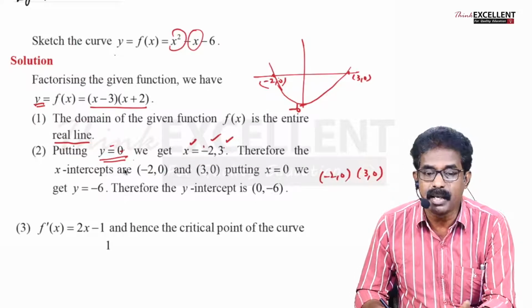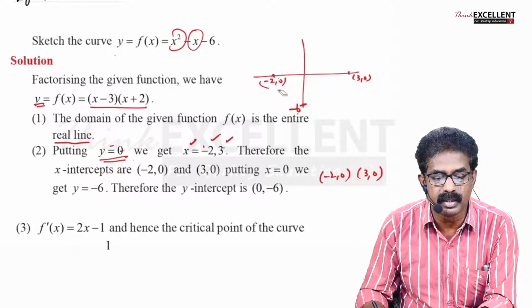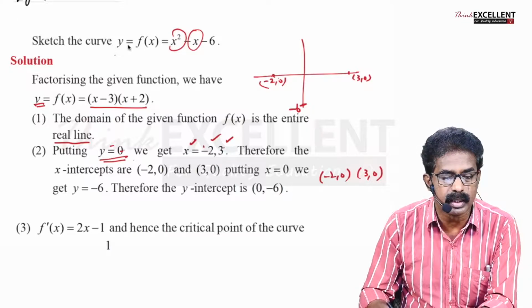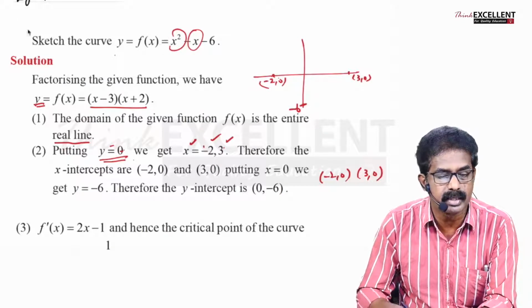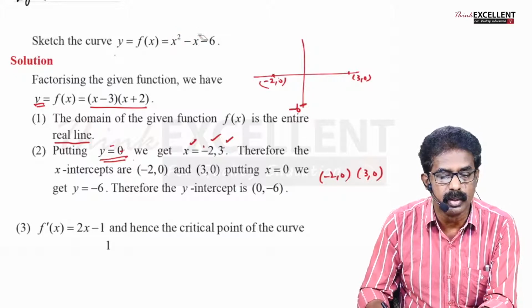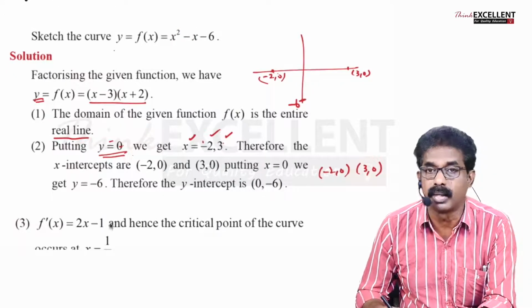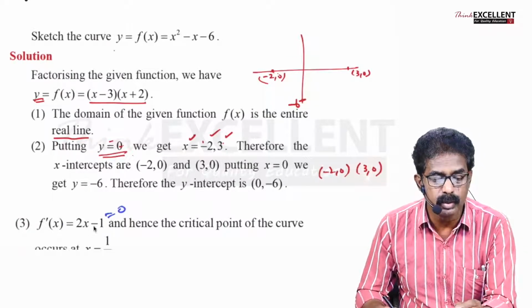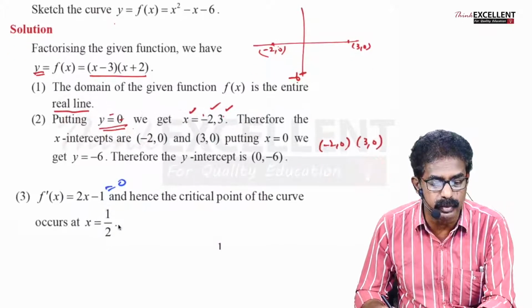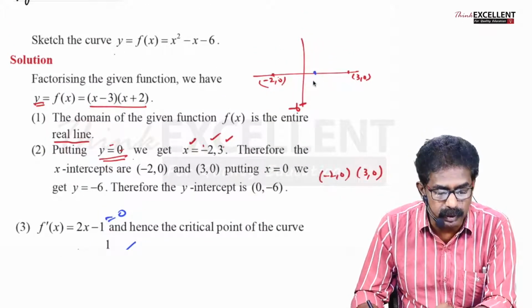So now the critical point, for that you differentiate one time. When you differentiate one time, see what you are getting, dy by dx, or f dash x is x square derivative 2x, minus x derivative minus 1, right? So you are getting 2x minus 1. For the critical point, f dash x equal to 0. If you put equal to 0, 2x equal to 1, x equal to 1 by 2. So x equal to 1 by 2 is a critical point.